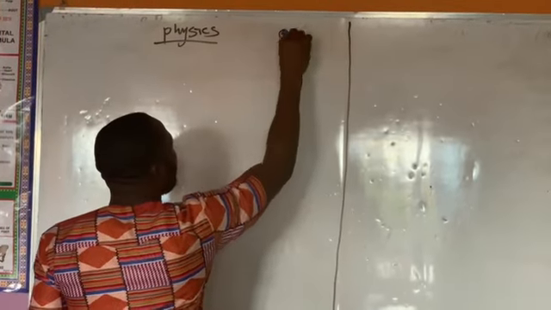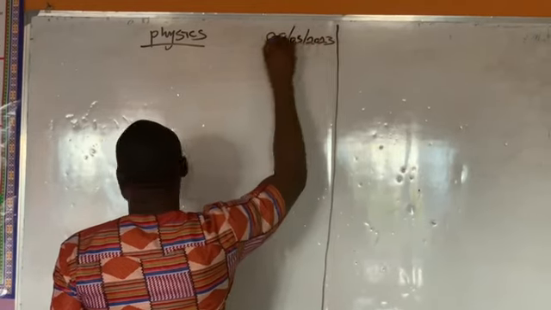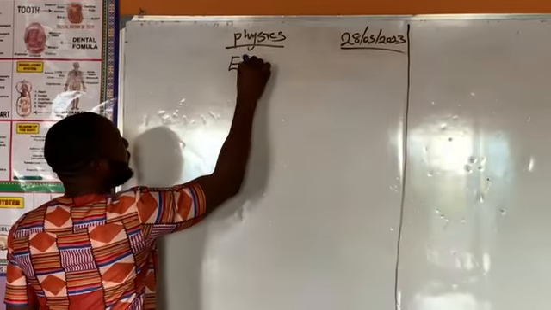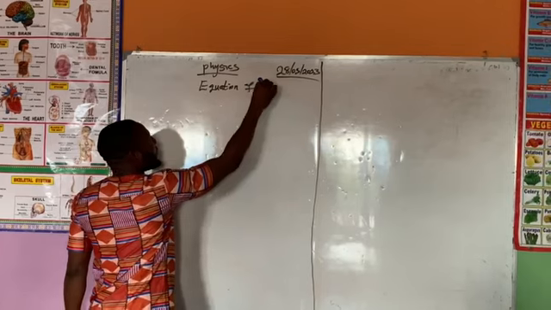Today's date is 28th of March 2023. Our topic is equation of rectilinear motion. Linear motion.